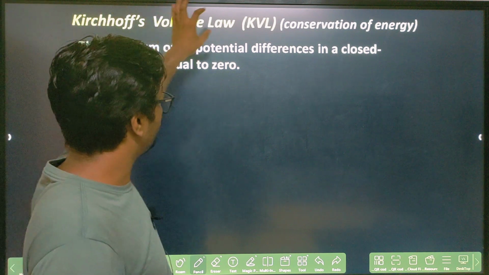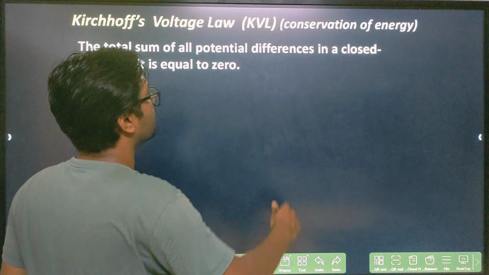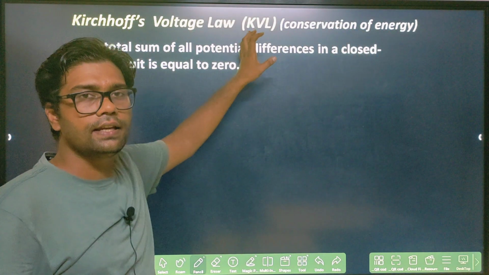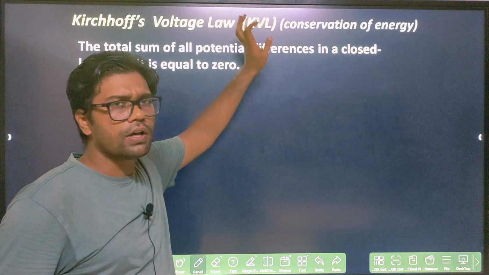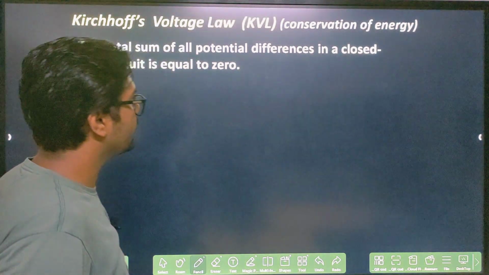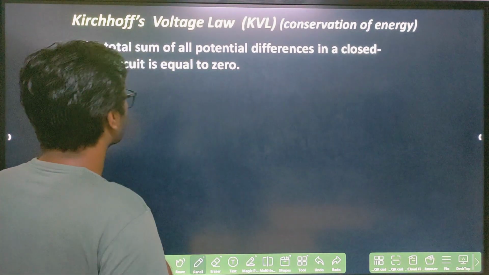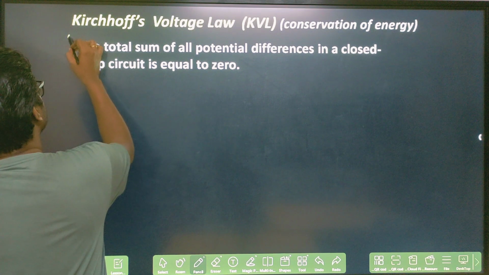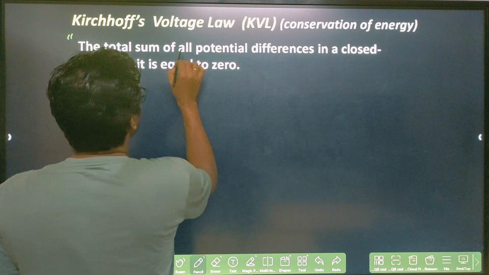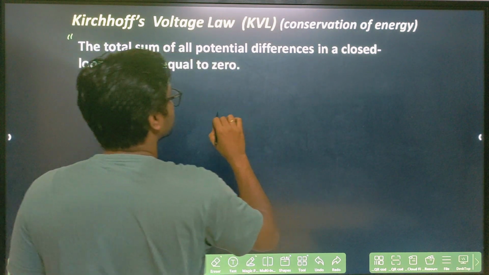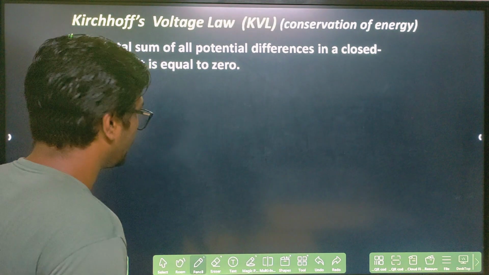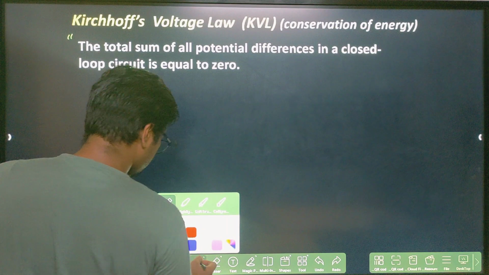Now we will see Kirchhoff's voltage law, that is KVL, that is called conservation of energy. This law is basically associated with the conservation of energy. Why it is conservation of energy, we will see now. You just read what it is saying. Kirchhoff's voltage law is saying that the total sum of all potential differences in a closed loop circuit is equal to 0, right?